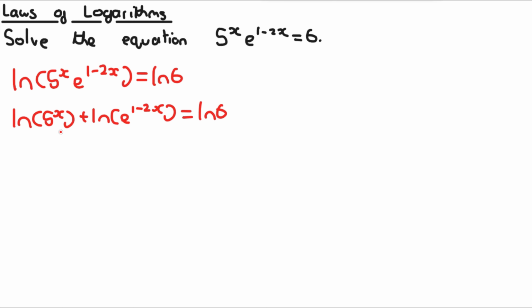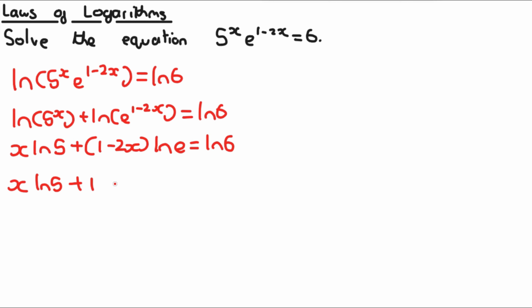Again, remember we can do this because of how plussing logs with the same base works. We can bring the x to the power down, so it's going to become x natural log of 5 plus, and then we can bring this whole coefficient down. Remember to put it in brackets because we're bringing this whole thing down: 1 minus 2x, and this is multiplying the natural log of e, and this is equal to the natural log of 6. And because this is a base e, and this is e, this is just going to be equal to 1. So this is x natural log of 5 plus 1 minus 2x is equal to the natural log of 6.